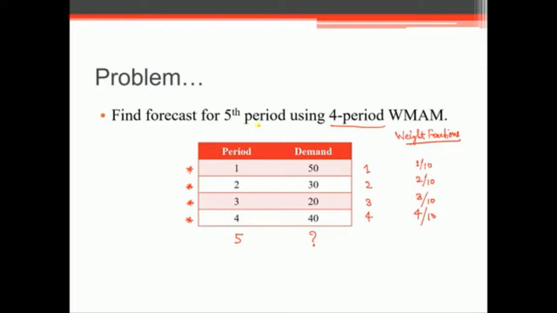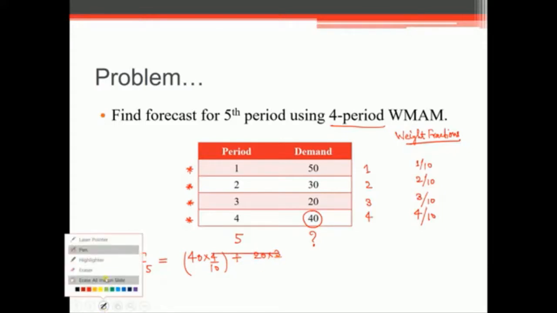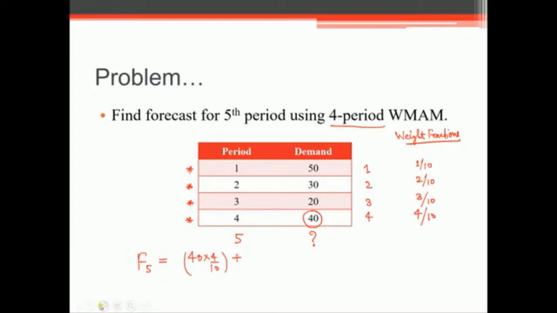Now what is the forecast for the fifth period? Simply I need to multiply these with their weight fractions and add. So here I will be writing 40 into 4 by 10. This is the first term. Plus 20 into 3 by 10. Then we have 30 into 2 by 10. What is happening?